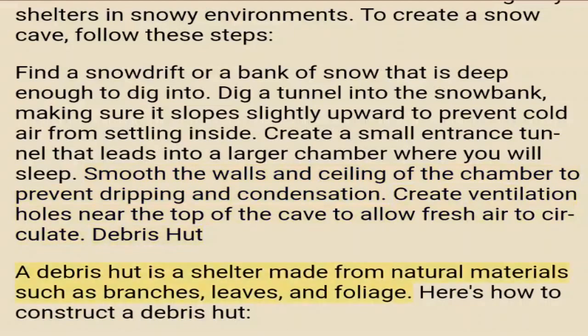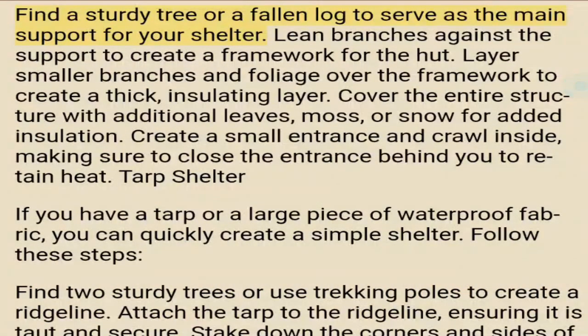Debris hut. A debris hut is a shelter made from natural materials such as branches, leaves, and foliage. Here's how to construct a debris hut. Find a sturdy tree or a fallen log to serve as the main support for your shelter. Lean branches against the support to create a framework for the hut.